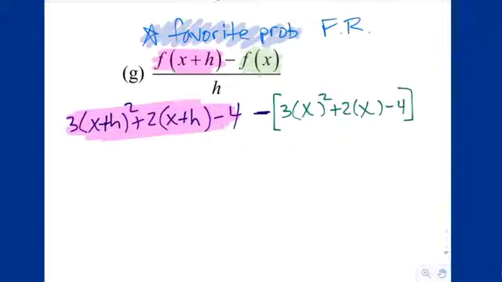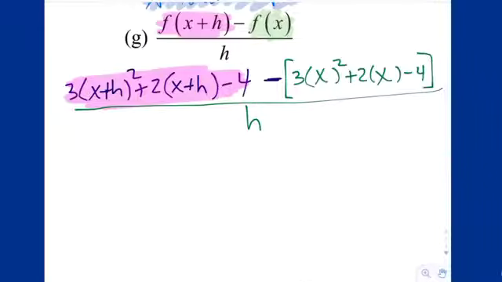Okay, and then all of that is over h. H is holding everything up, and it's frozen. Sweet. Love that. There it is. Okay, so we've now set it up.